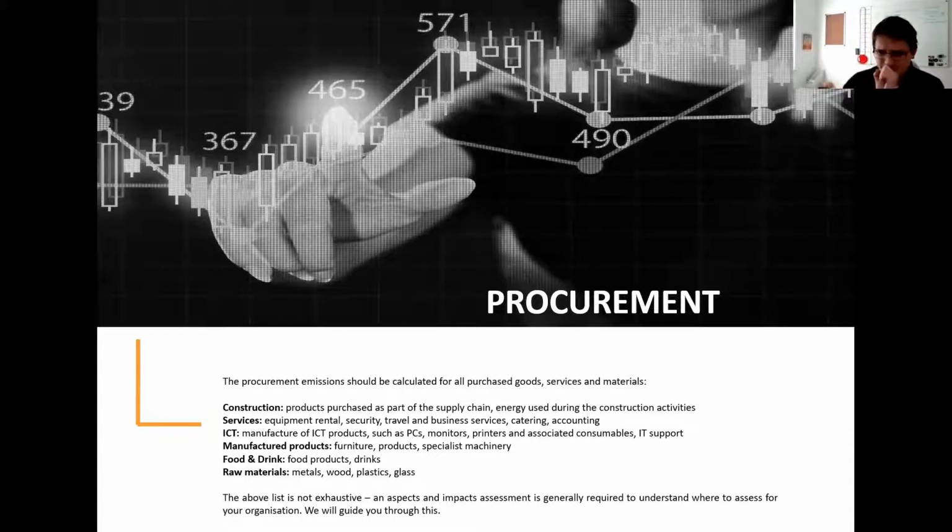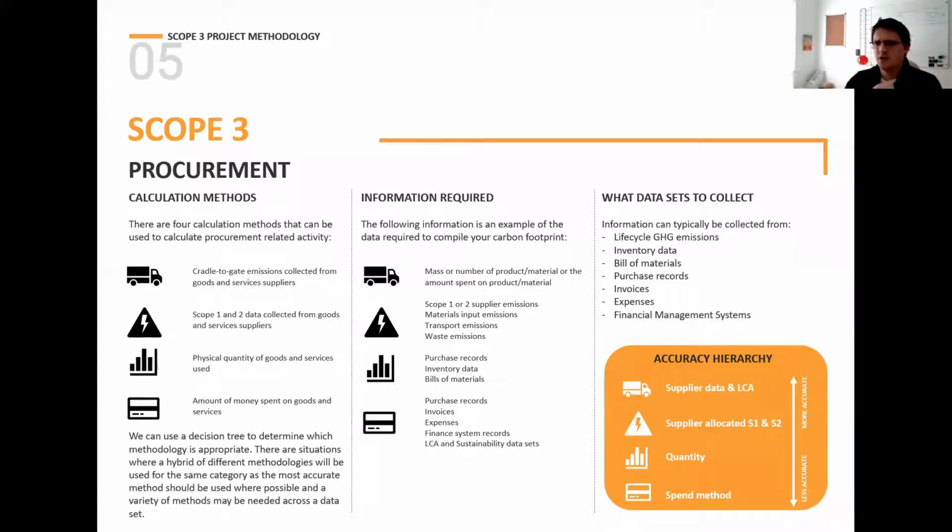That list isn't exhaustive. You'll need to do an aspects and impacts assessment of your organization to figure out what it is you purchase, and therefore what needs to be accounted for. There are various ways you can do this. The vast majority of organizations will realistically need to do it from the bottom, the least accurate answer here, upwards. There is a technical aspect to this one. So my strong recommendation would be you use what we're referring to here as the spend method.